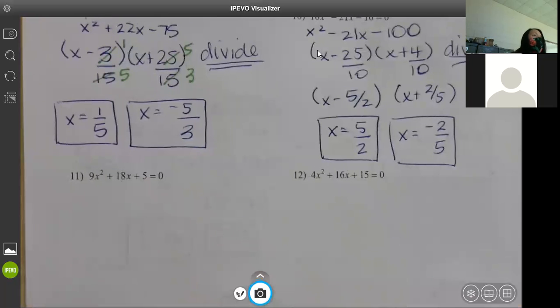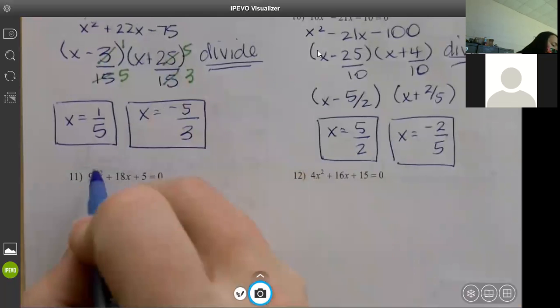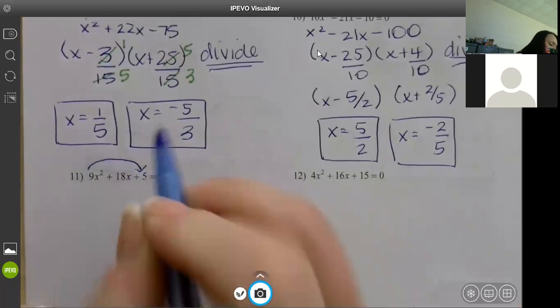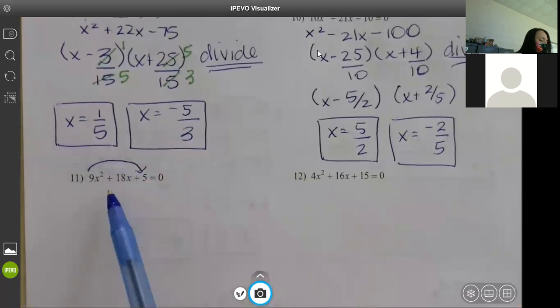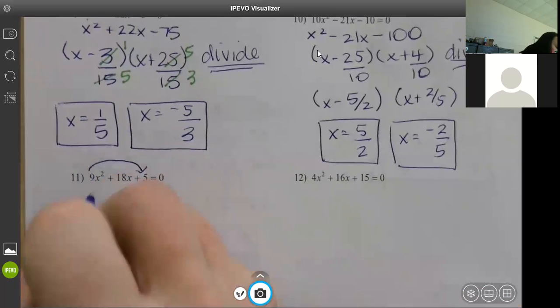Now on IXL, I don't think they show you slide and divide. I think they probably show you a guess and check method, but be ready for that. So here we go again. 9 is 3 and 3. 18 is 3 and 6, but 5 is 5 and 1. There's no 5 in all of them, so there's no GCF.